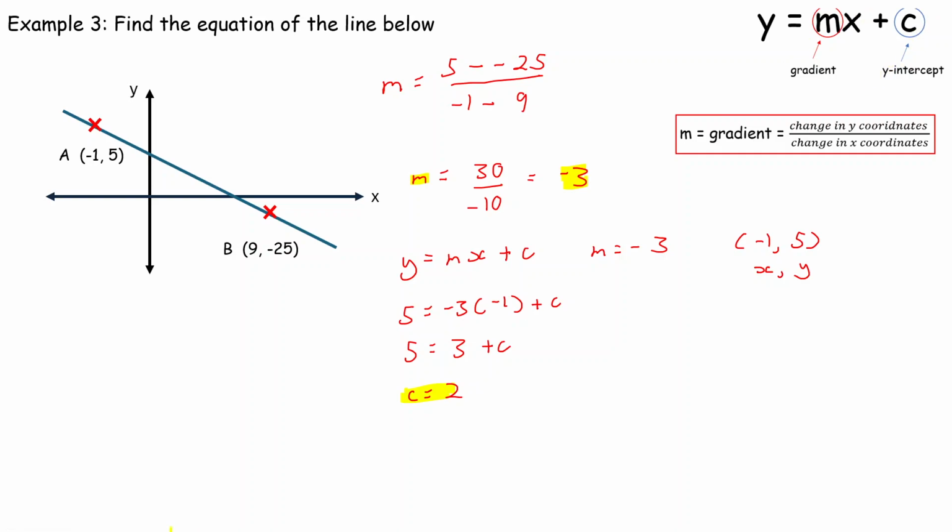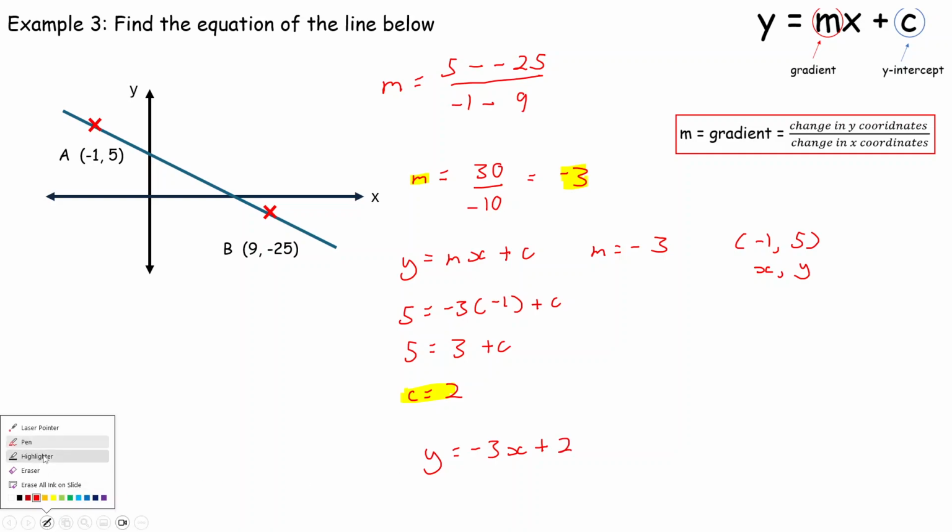y-intercept. So this line would cross the y-axis at the point 0, 2. Okay? And the equation of my line is going to be, I've got to put it into this form now. So y is equal to my gradient m, which is equal to minus 3. So minus 3, and then my x, and my c value is equal to plus 2.